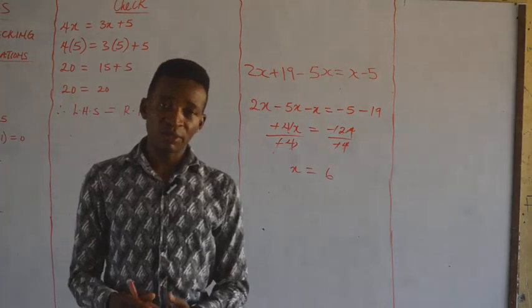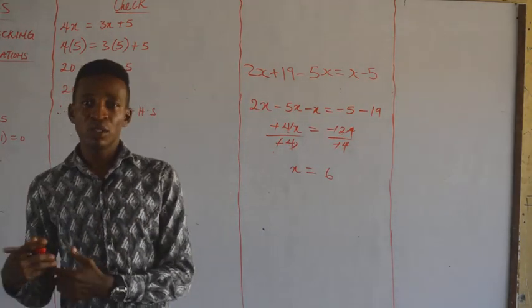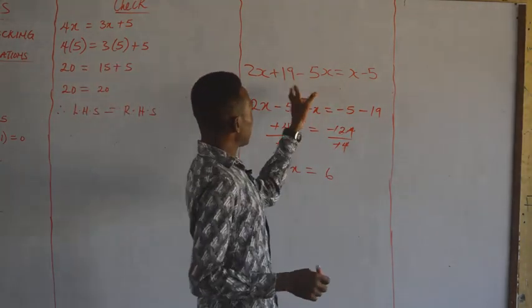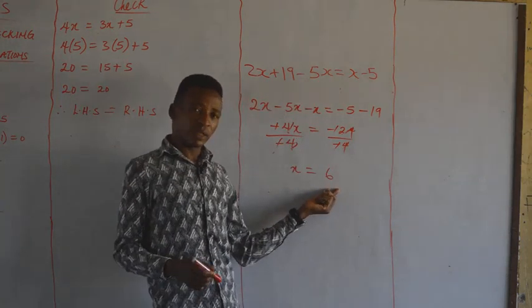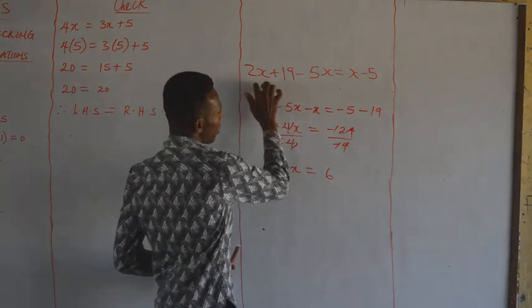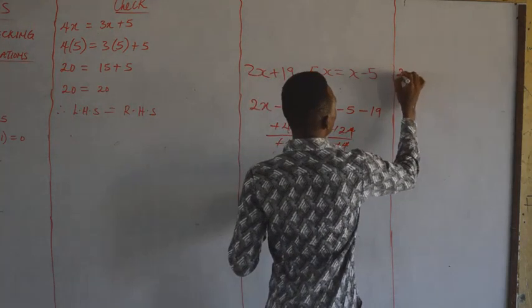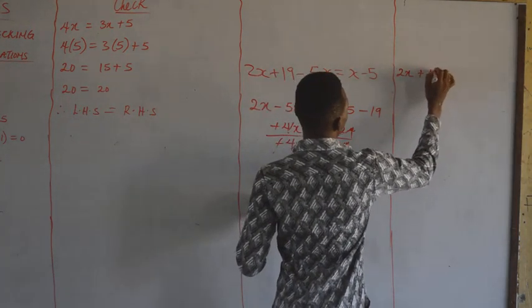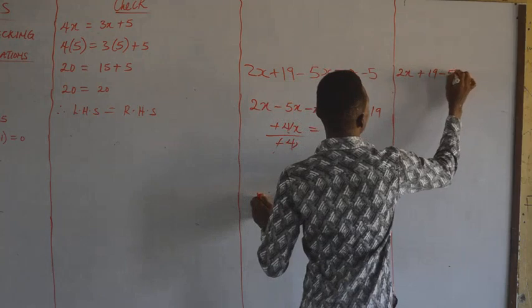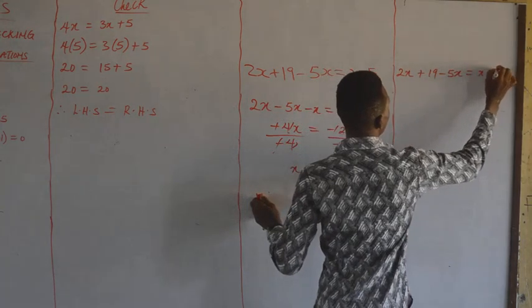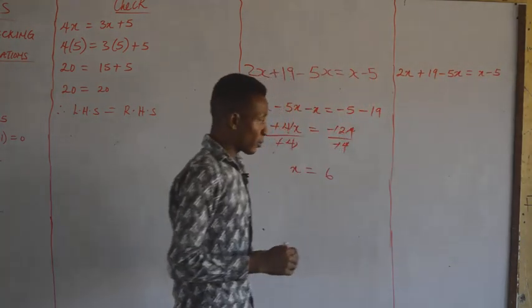But as usual, our target today is not the solution, but the checking. Now, to check if your answer is correct, rewrite the original question you were given, which is 2x plus 19 minus 5x, everything equals x minus 5.